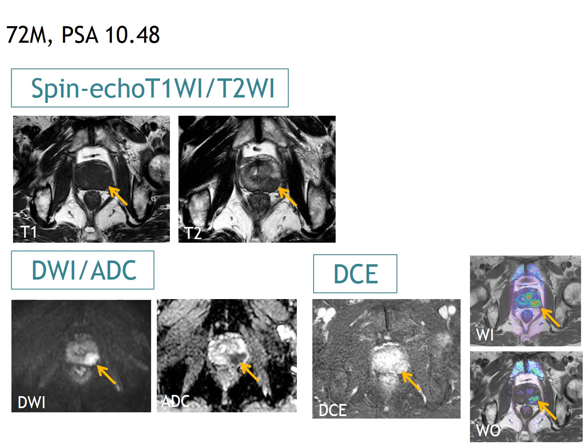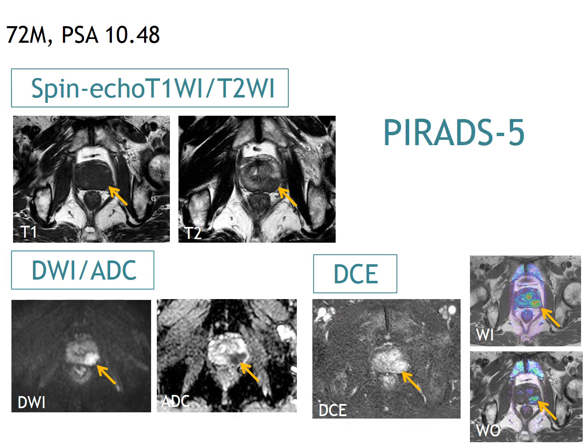This is a 72-year-old man with high PSA, no hemorrhage on T1 weighted imaging, and a well-defined low-intensity lesion on T2 weighted imaging, high-intensity at diffusion weighted imaging, and low-intensity at ADC map. The lesion shows early enhancement and early washout, and these are wash-in and washout maps. This is clearly a PI-RADS 5 lesion because the lesion is bigger than 1.5 cm.